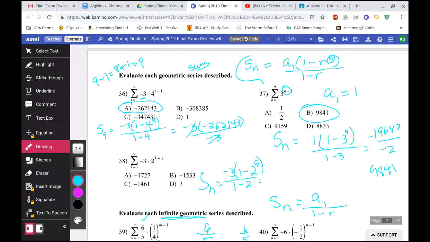So 1 minus 2 to the ninth is negative 511. And that's going to be over negative 1. Oh, and then negative 511 times negative 3 equals 1533, all divided by negative 1, which gives you negative 1533, which is B.